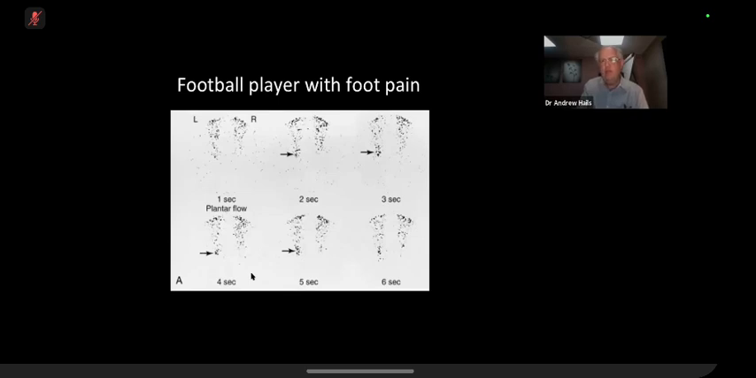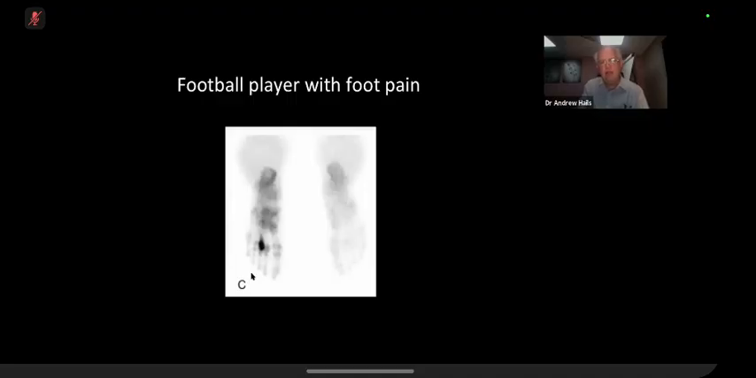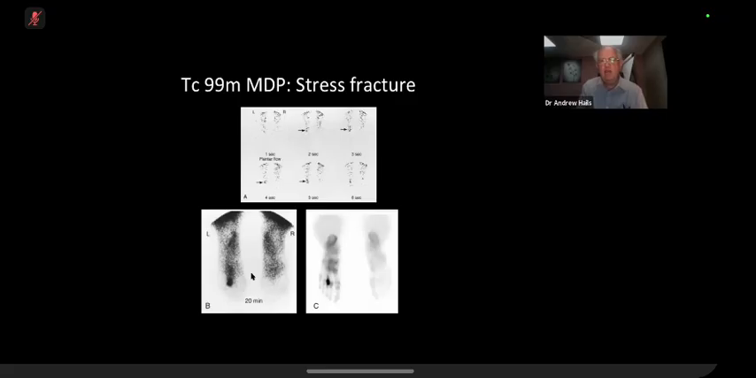Yeah. Blood flow, blood pool, and delayed bone phase images. And you are completely correct. It was a stress fracture. Obviously, you then get a plain film and so on. But as we all know, particularly early on, plain films may not show a fracture, particularly a stress fracture.